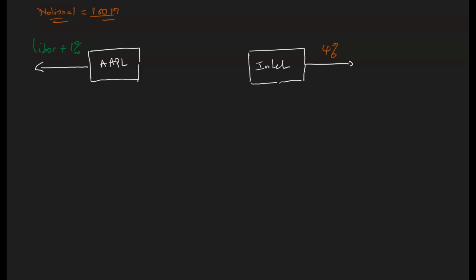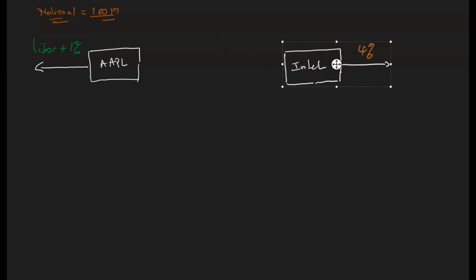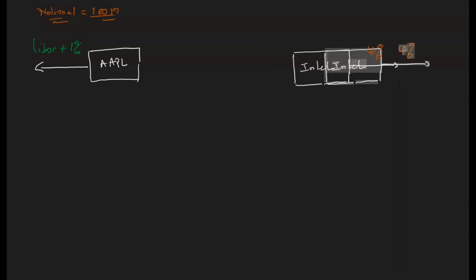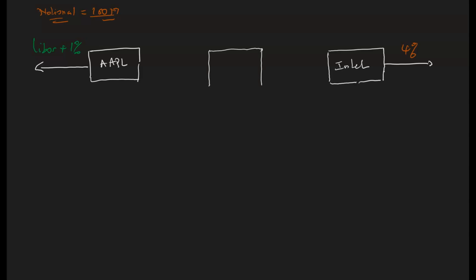And so let's insert a financial intermediary. So we're gonna do this. I'm just gonna move this a little further out here, and we're gonna squeeze in a financial intermediary here in the middle. Let's call that financial intermediary Citibank. Now, Citibank is the financial intermediary.